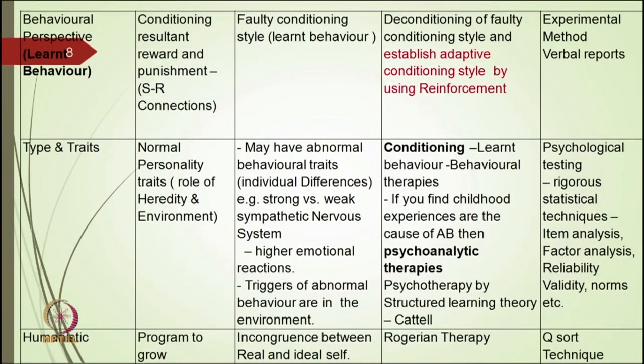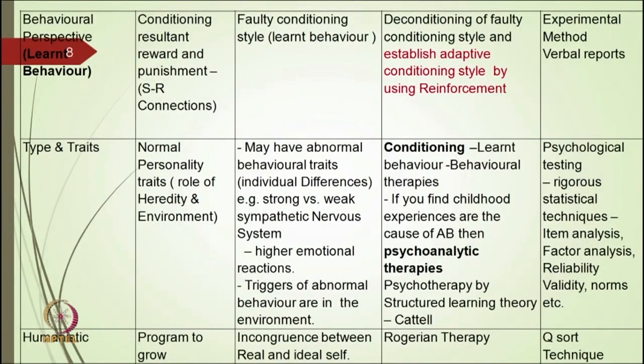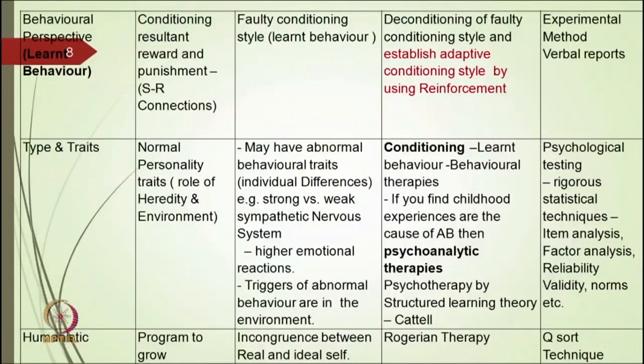They also focused on physiological reactions, for example, strong versus weak sympathetic nervous system. Some of us have a very strong sympathetic nervous system, and that's why we have emotionally stable patterns. On the other hand, some of us have a weak sympathetic nervous system, and due to this we have higher emotional reactions. However, they have considered that the triggers of abnormal behavior are in the environment, and some environmental situations trigger our emotional reactions, and some of us are more emotionally unstable.